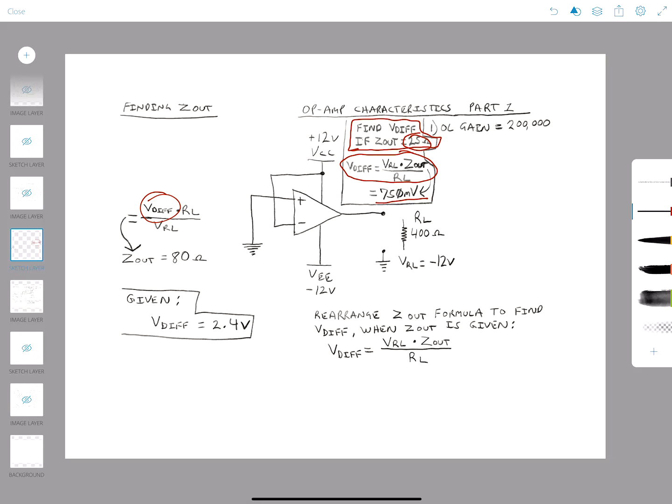750 millivolts. Now remember, that means that it's coming into our op amp here, and right now it's showing what VDIF looks like, because VDIF is on this side of our op amp and it has not been inverted yet. So your actual output on this right here would be a negative 750 millivolts if we were to calculate that. Okay, so that is how we determine trying to find VDIF if Z out was given.